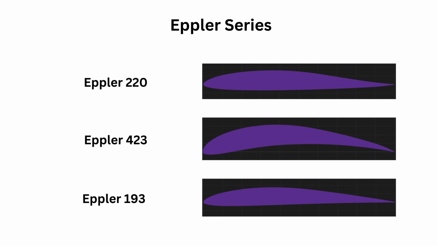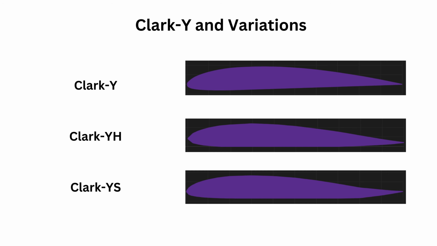The Eppler series of airfoils are also popular, known for their performance and versatility over a wide range of flight conditions, and are usually designed to provide high lift. Meanwhile, the Clark Y airfoil is a widely used general-purpose airfoil design characterized by its flat bottom, making it simple to construct, and is known for its good lift-to-drag ratio at lower speeds. Various modified versions of the Clark Y airfoil exist, tweaking its performance for specific uses, such as the Clark YH with increased performance, and the Clark YS which is optimized for lower Reynolds number operation.